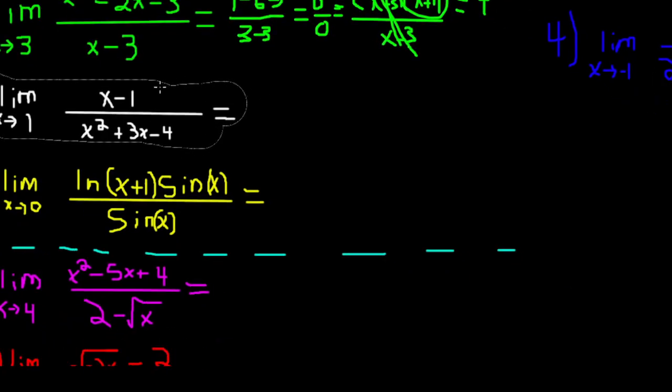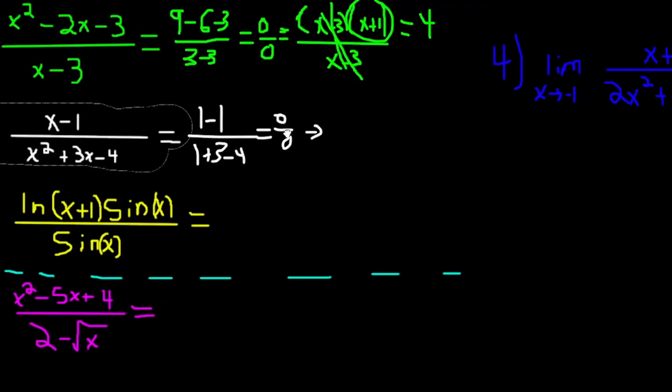Over here, let's try plugging it in. We get 1 minus 1 divided by 1 plus 3 minus 4. And once again, it's going to be 0 over 0. So we're going to have to try something else. Let's factor. Factoring is the solution to everything. No, it's not. I'm kidding.